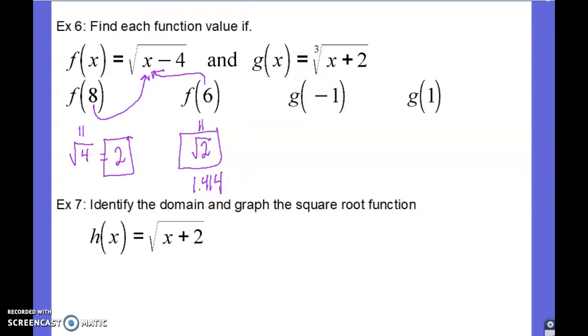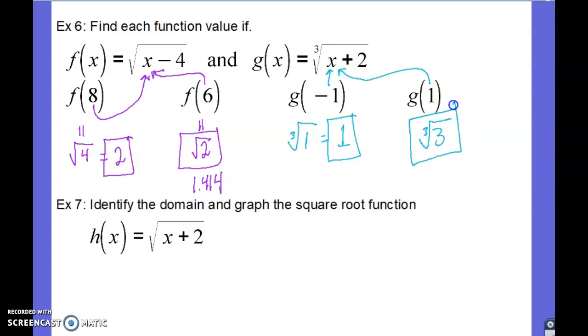Now looking at the next one, we're doing g of negative 1, so plugging in negative 1 for x. Negative 1 plus 2 is positive 1, so we're doing the cube root of positive 1, which I anticipate you knowing at this point is equal to 1. Whereas on this one, we're plugging 1 in for x. 1 plus 2 is 3, so we're doing the cube root of 3.